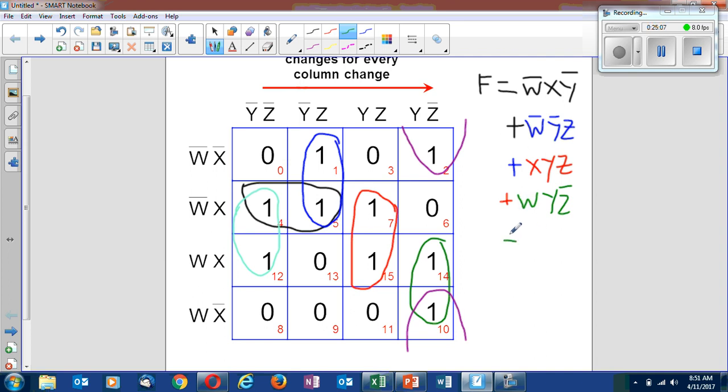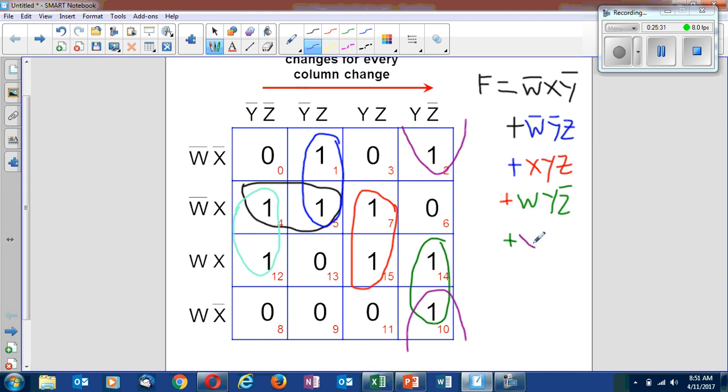All right, we have to keep on going. We still have two groups, right? We have a purple group and we have a turquoise group. So let's take a look at the purple group. They are a vertical group, right? They're in the column Y, not Z. And let's see what cancels out. Well, not X is the same, but W and not W are different.